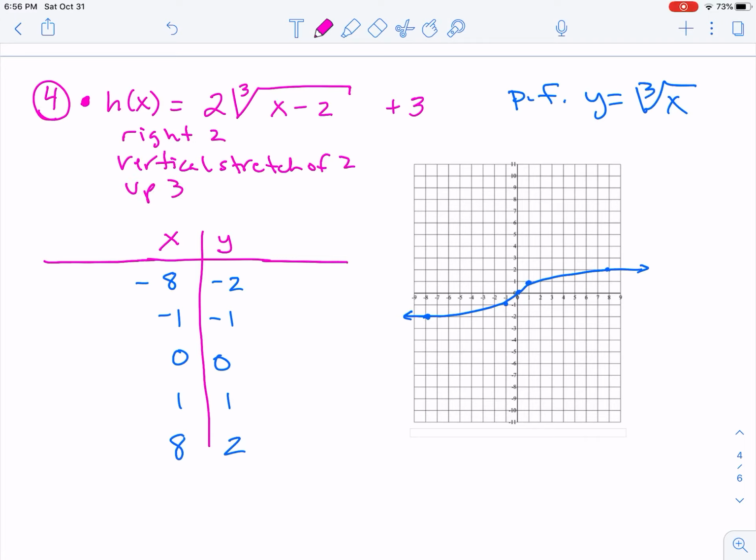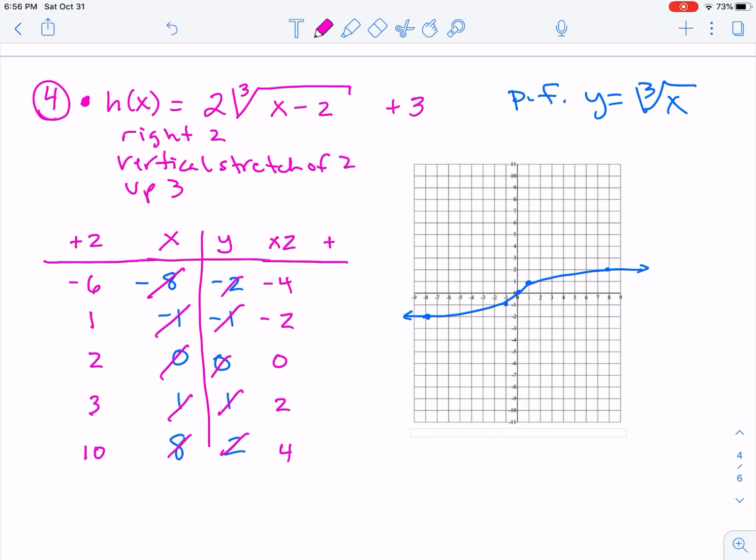If we're going to move it right 2, that means I'm going to add 2 to the x values. -6, this becomes a 1, a 2, a 3, and a 10. Okay. That takes care of the right 2. A vertical stretch of 2, that means the y values are going to be multiplied by 2. -4, -2, 0, 2, and 4. That means they're being pulled away from the x-axis.